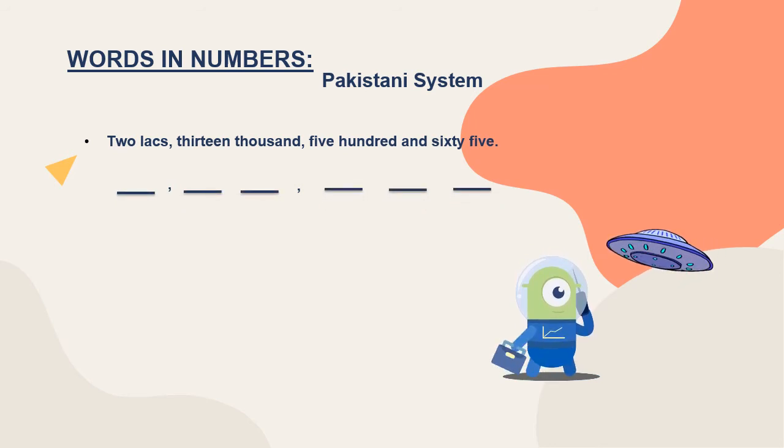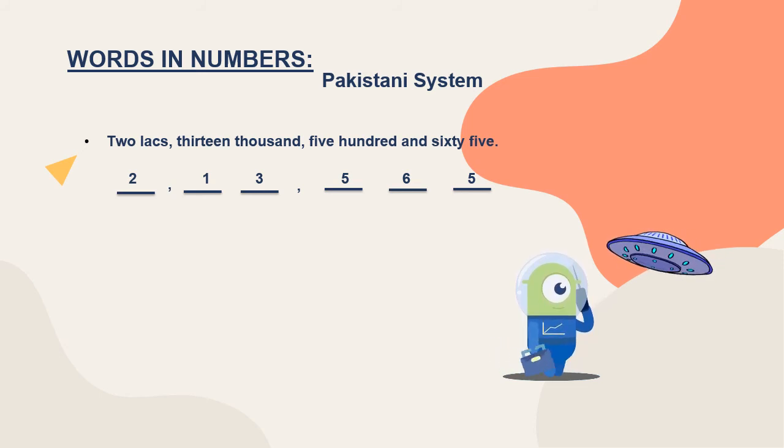After placing the comma, see what number is written in the houses. So for the lakhs over here, we have 2. Then thousands are 13, so 1 and 3. And 565 is 565. So our answer is 2,13,565.